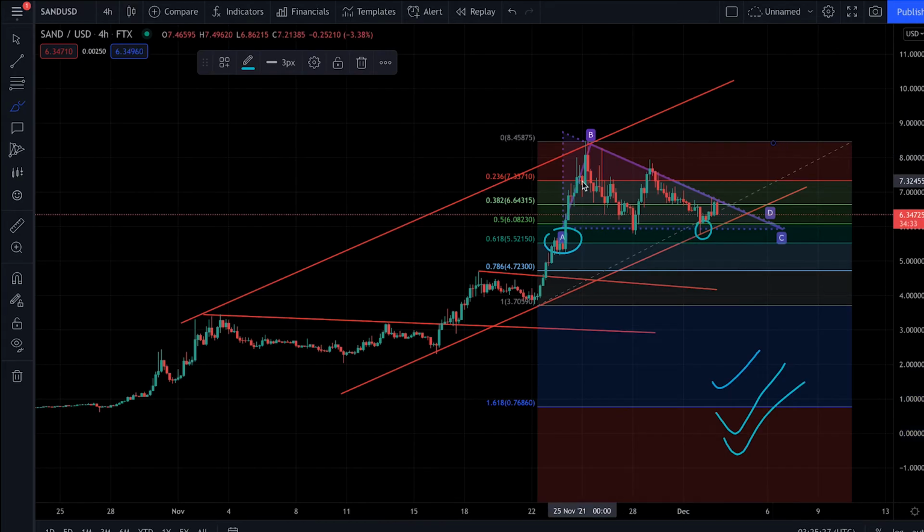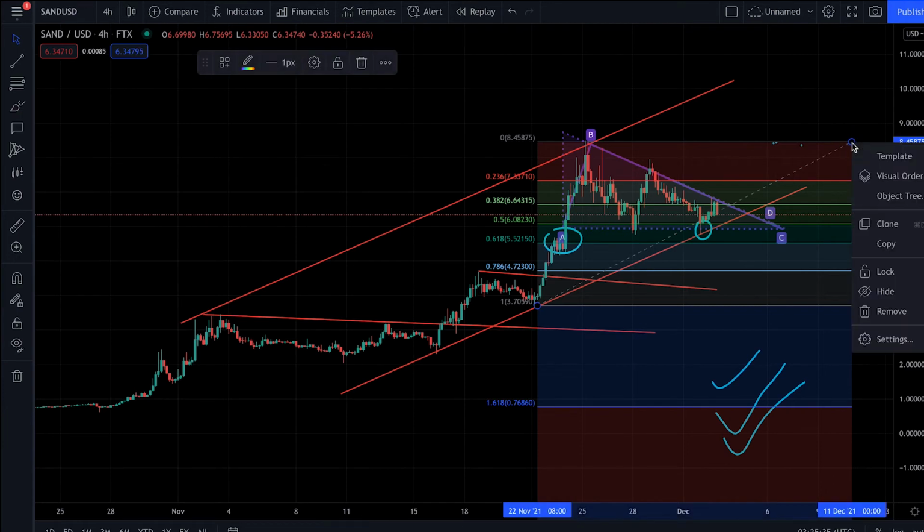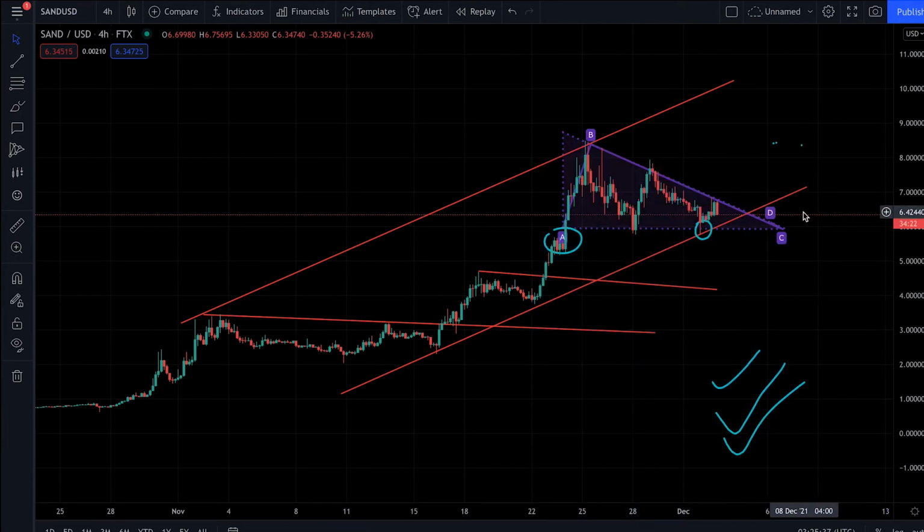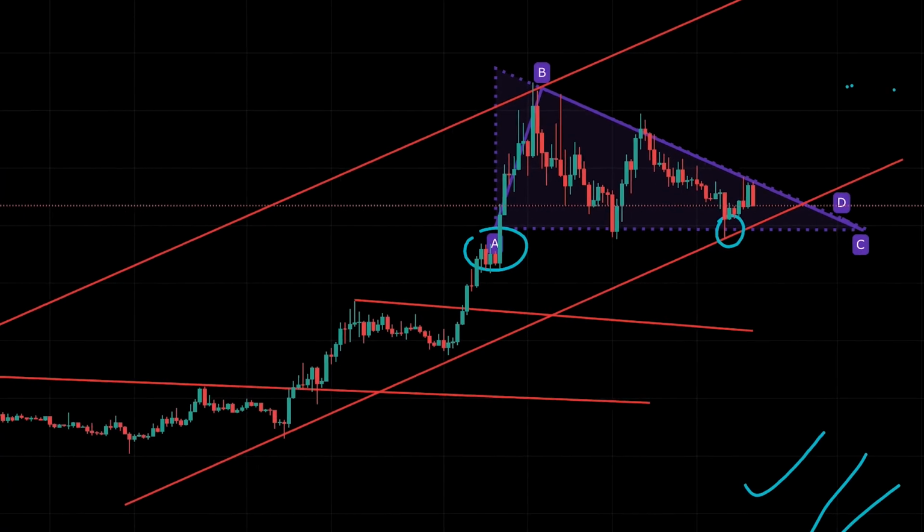Good. Let me just take out the fibs so that we can be able to see very clearly what we are analyzing. Good. So you can see our fibs are already out. So if you were waiting to buy the dip on SAN, this is a very good time for you to buy the dip on SAN.